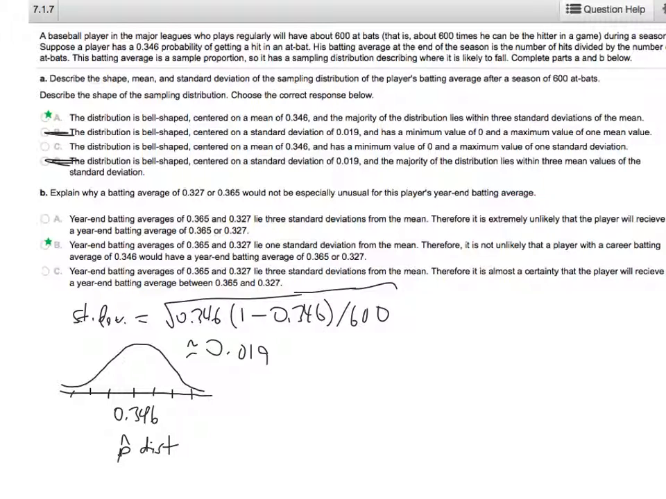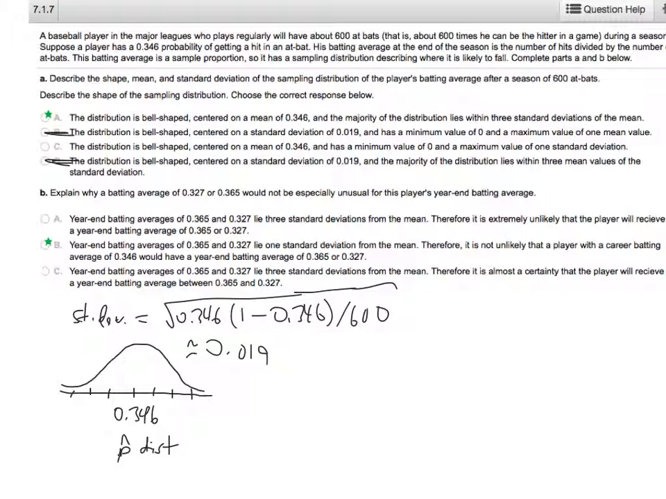So it's either A or C, centered on 0.346, and then it says the minimum value is 0 and the maximum value is 1 standard deviation. But that's not what we learned about these bell-shaped curves. There's really not a particular minimum or maximum on these curves. They keep going, although obviously at some point it runs out of steam. Basically the minimum possible is always 0 and the maximum possible is always 1 for a proportion. So saying the minimum is 0 and the maximum is something about standard deviation doesn't make any sense.